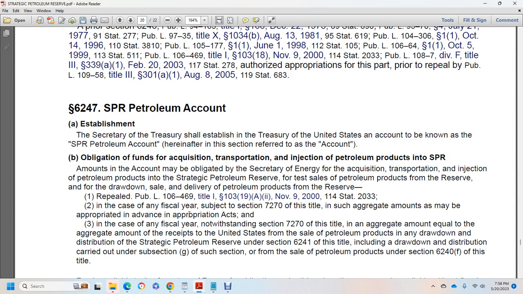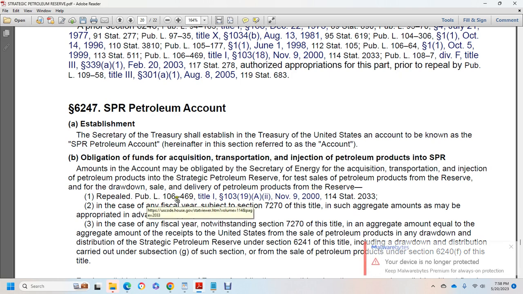6247, Strategic Petroleum Reserve Petroleum Account. Establishment. The Secretary of the Treasury shall establish in the Treasury of the United States an account to be known as the Strategic Petroleum Reserve Petroleum Account, referred to in this section as the account. Obligations of the fund: for the acquisition, transportation, and injection of petroleum products into the Strategic Petroleum Reserve, amounts in the account may be obligated by the Secretary of Energy for test sales of petroleum products from the reserve and for drawdown sales and distribution of petroleum products from the reserve.